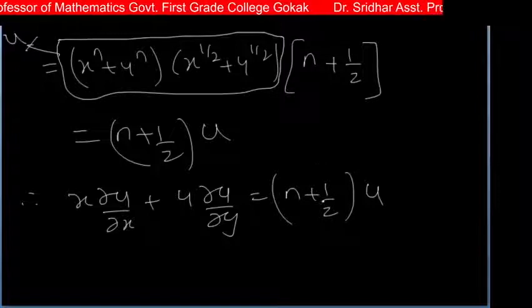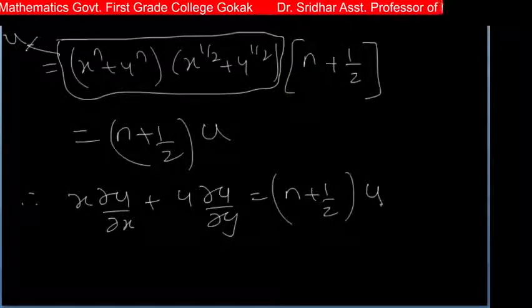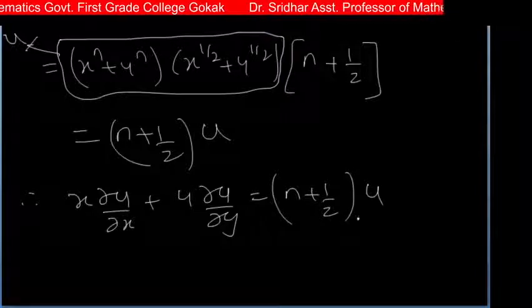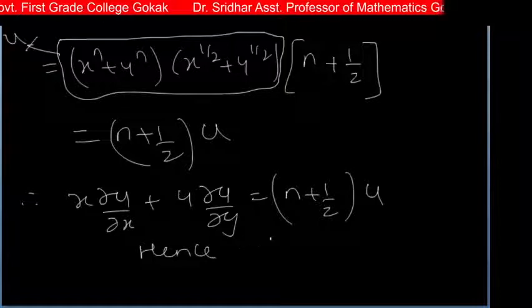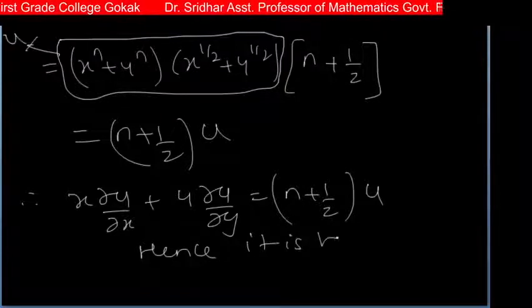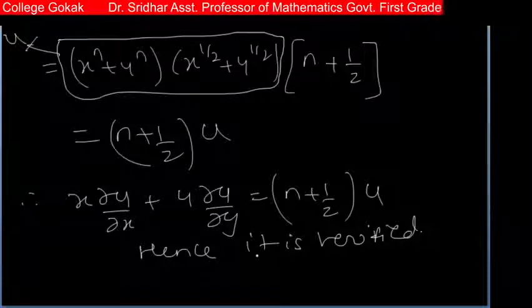That is, n plus 1 by 2 is what? Degree of the homogeneous equation. So n plus 1 by 2 into u. Hence it is verified.